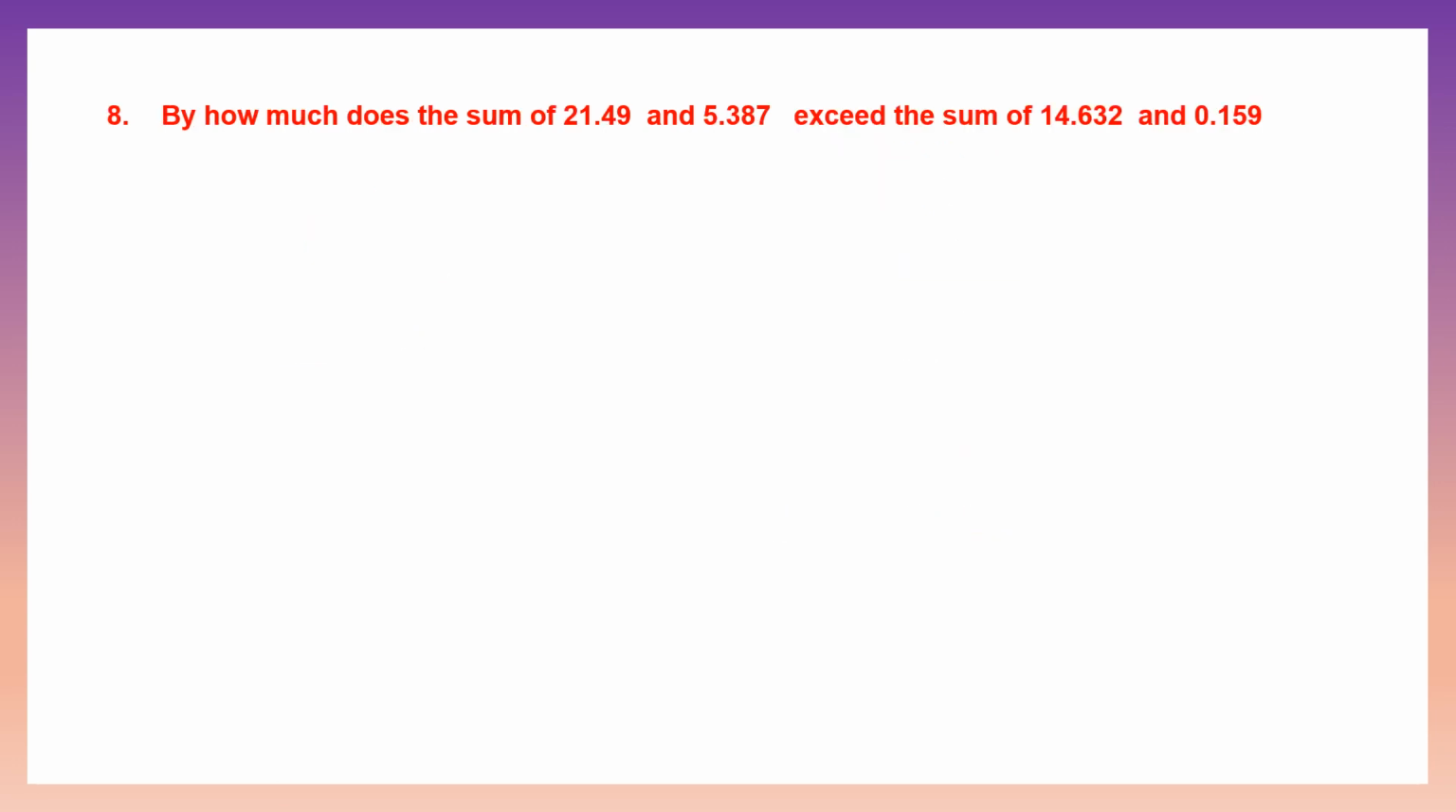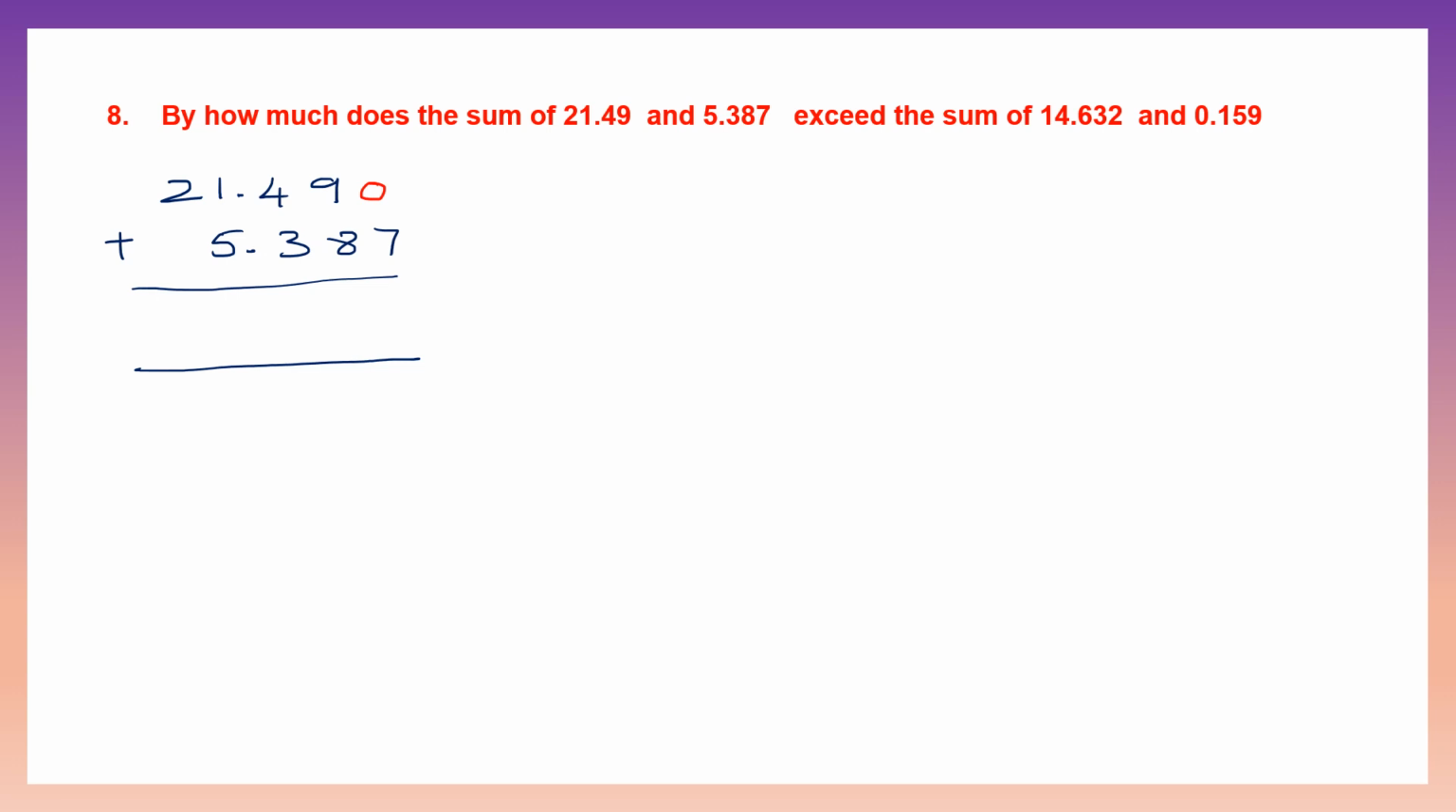Question 8. By how much does the sum of these two numbers exceed the sum of these two numbers? That means this answer is more than this, isn't it? So first we add up these two numbers, get an answer, add up these two numbers, get an answer, and subtract the two answers. So let's begin with the first part. So we have 21.49 plus 5.387. So we need to add up these, we need to find the sum.